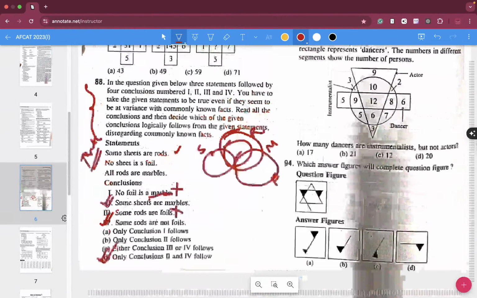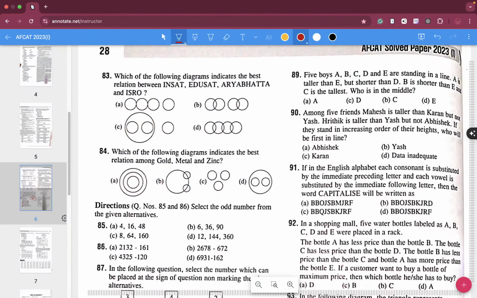So let's move on to the next one. 5 boys A, B, C, D, E are standing in a line. A is taller than E but shorter than D. B is shorter than E, and C is the tallest. Who is in the middle? A is in the middle. Easy, very easy, extremely easy, isn't it, folks?